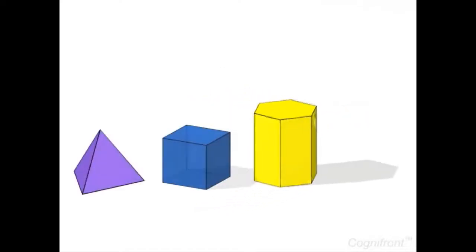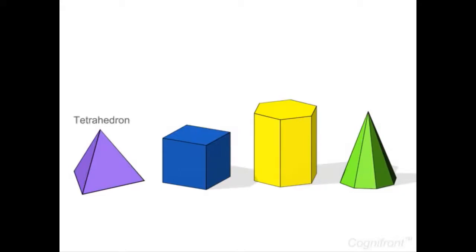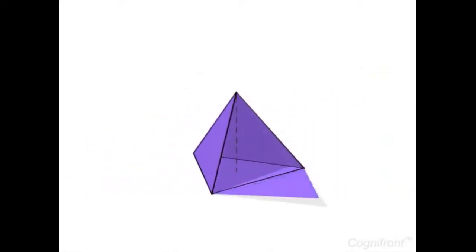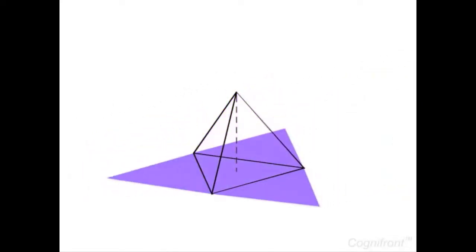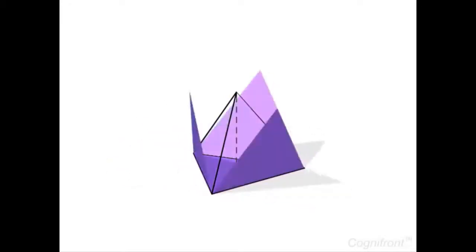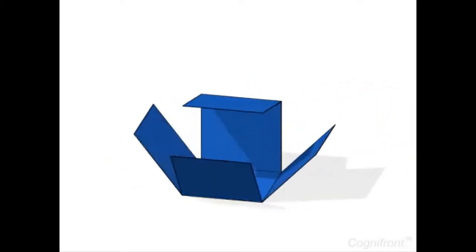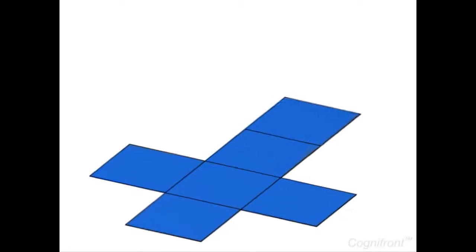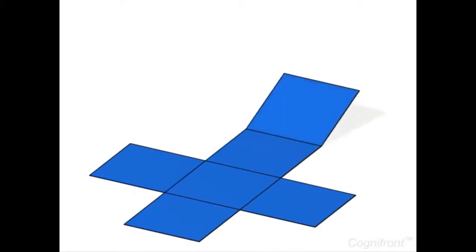Regular polyhedron has equal and regular planes. Some of the common types are tetrahedron, cube, prism and pyramids. In tetrahedrons, all faces and base are equilateral triangular faces. A cube has 6 identical faces, each being a square.